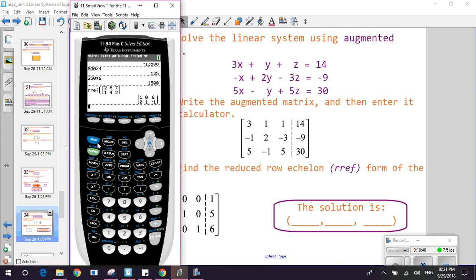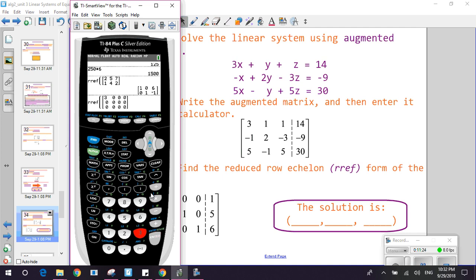So again, to find RREF, it was second, x to the negative 1 power, math, and then alpha apps. To put our matrix in there, we would hit alpha zoom. Now we need to tell it how many rows we have, and we have 3 this time. And we have 4 columns this time. And hit OK. Now enter each element.